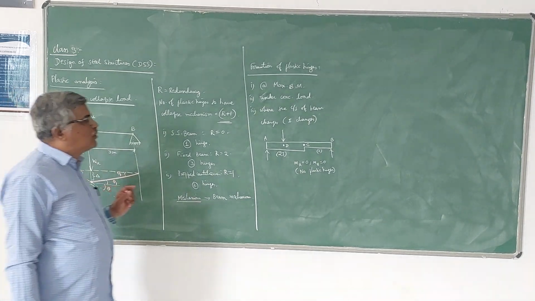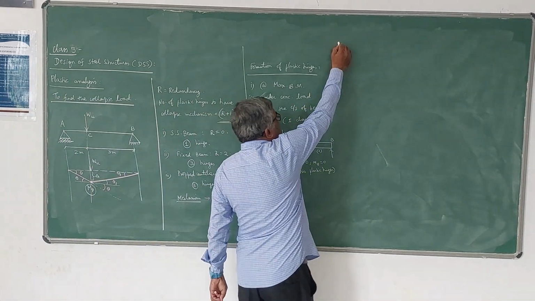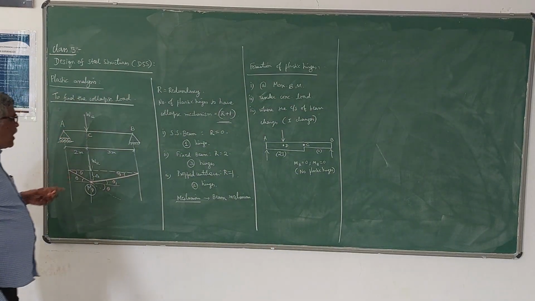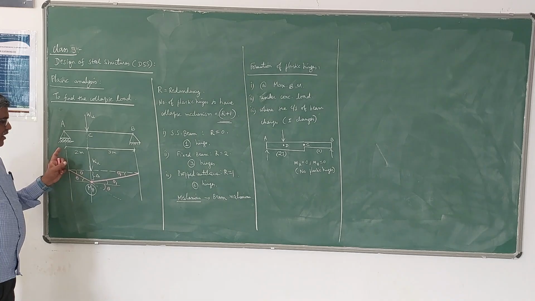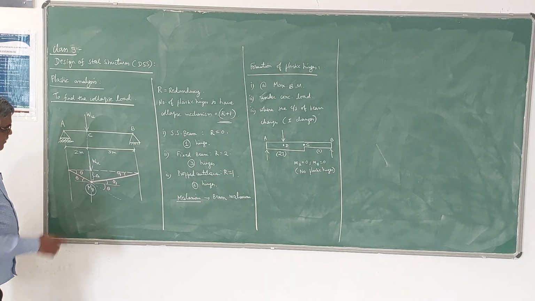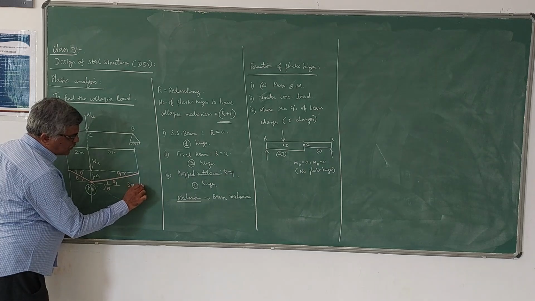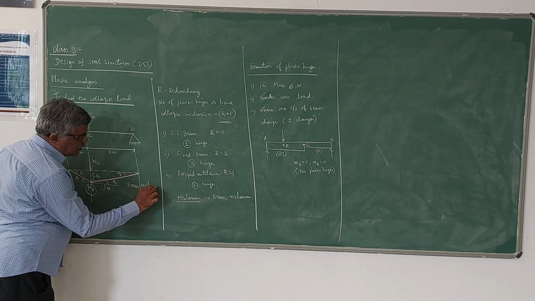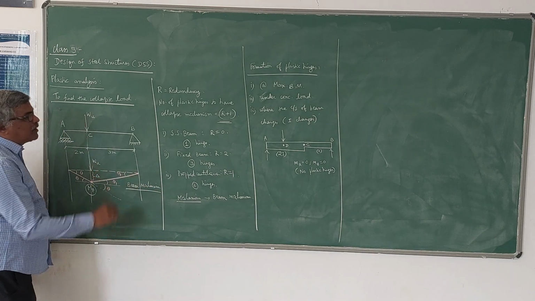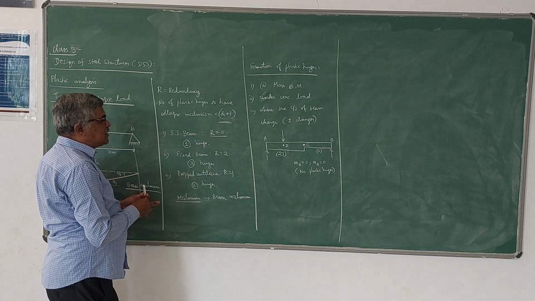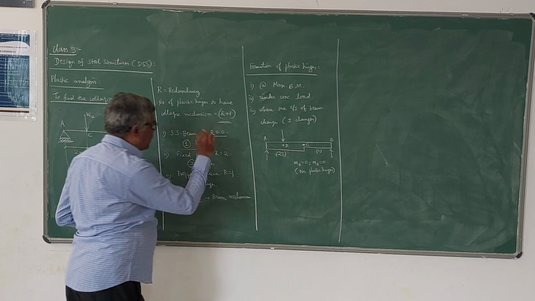So let us now go to that problem. A simply supported beam with a load WU acting at a distance of 2 meters from here. So the mechanism will be like this. This is the mechanism for this simply supported beam. Since it is a simply supported beam, R is equal to 0, and the number of plastic hinges to be formed to have a mechanism is only one hinge.